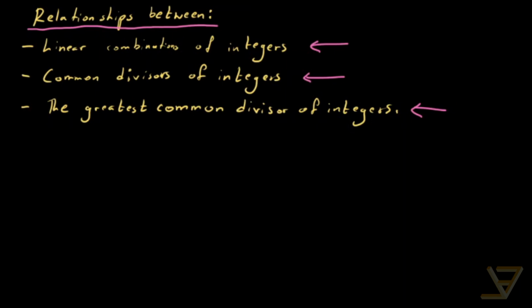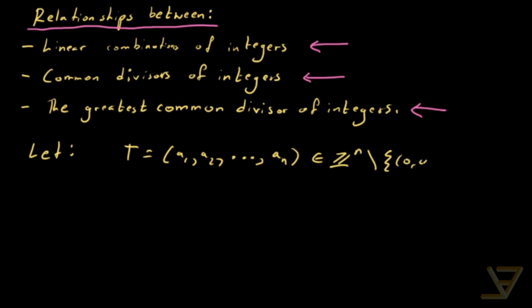So here's what we're going to do. We're going to let there be three kinds of things. The first is t, which is equal to a1, a2, all the way through to an. And this is going to be an n-tuple of integers such that they're not all 0. So we're excluding the possibility that a1 through an are all 0.